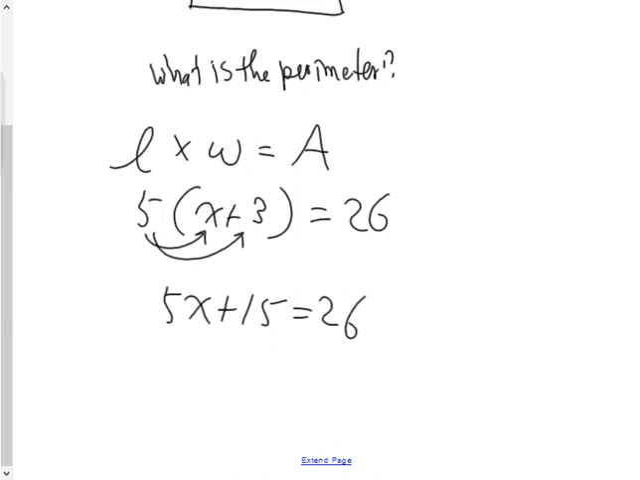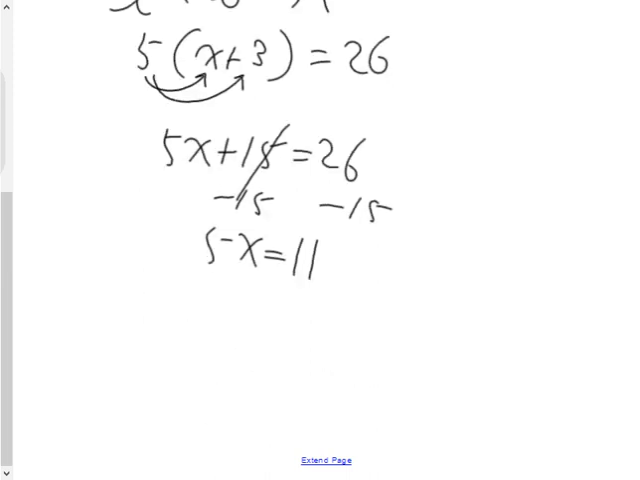I'm going to subtract 15 from both sides to get 5x equals 11. I'm going to divide both sides by 5. And some people say, well, you can't do that. You can't divide 11 by 5. Well, you can. It's just a decimal.